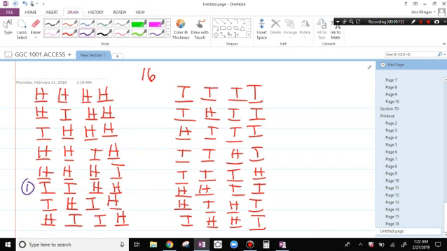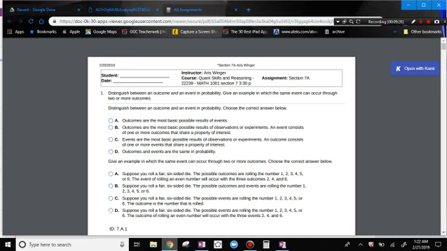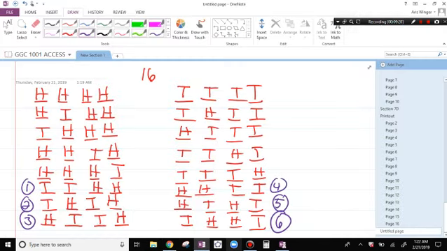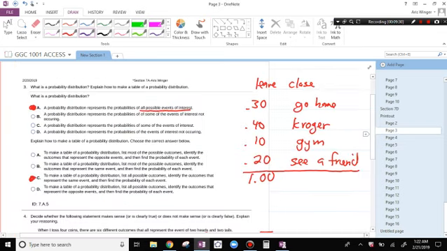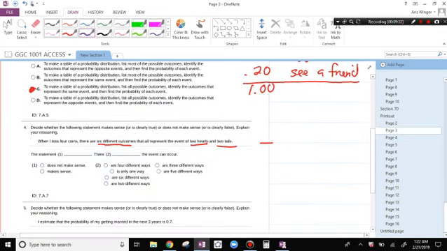1, 2, 3, 4, 5, and 6. That is correct. The statement makes sense. There are 6 different ways the event can occur.